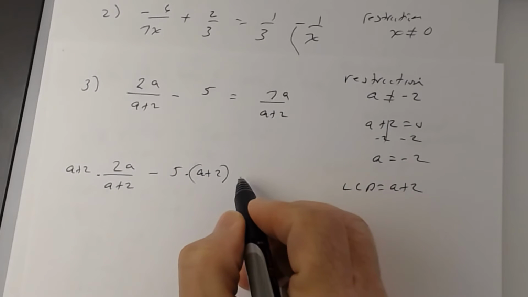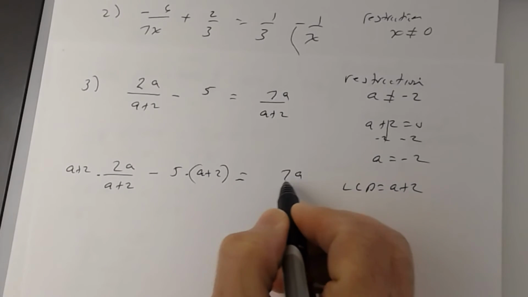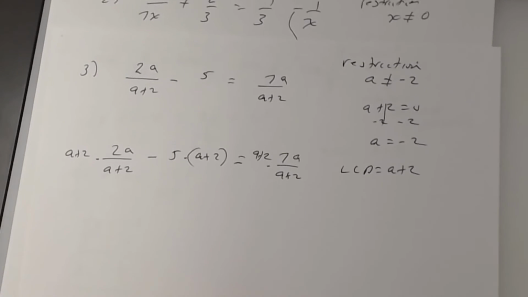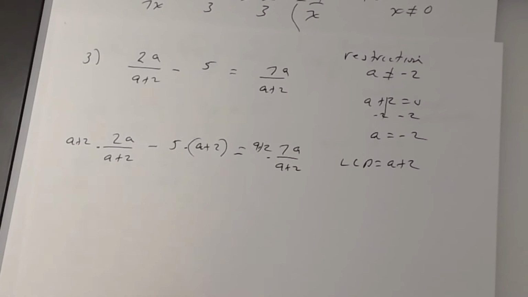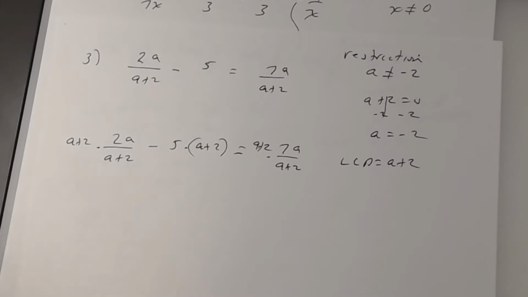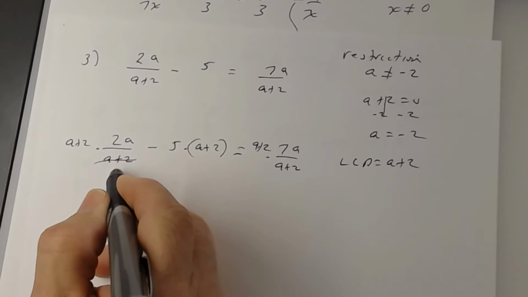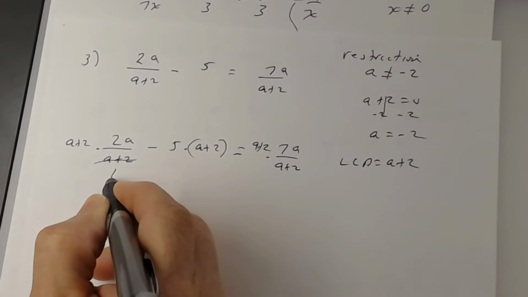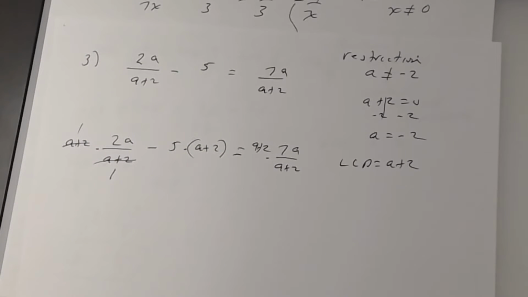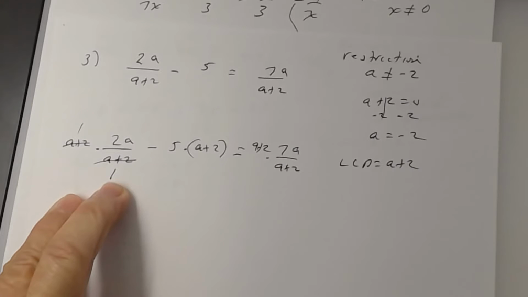Minus, and then 7, I'm sorry, equal. And then 7a divided by a plus 2 times what? A plus 2. Okay, so I multiplied all 3 fractions by the LCD. And now we reduce. The whole point is to get what down here? 1. A plus 2 into a plus 2 is 1. A plus 2 and a plus 2 is 1. So what does this become? 2a.